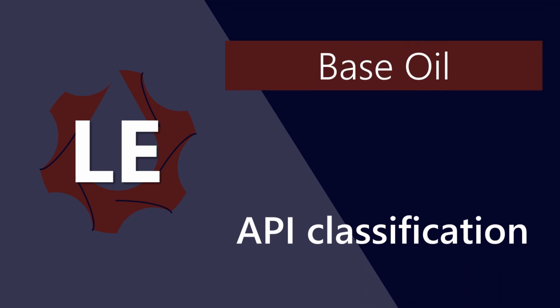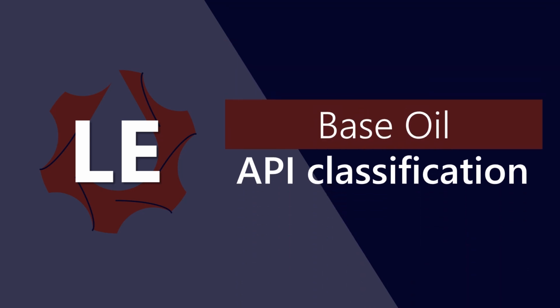Today we're going to be talking about the different API groups of base oils. So you've probably heard people talk about Group 1, Group 2, Group 3 base oils. We're going to discuss what they are and what that means for you.